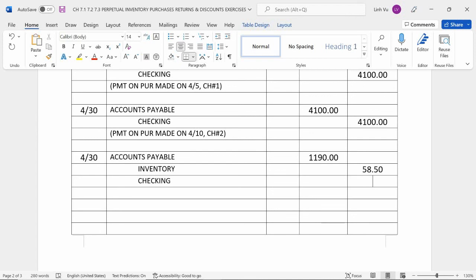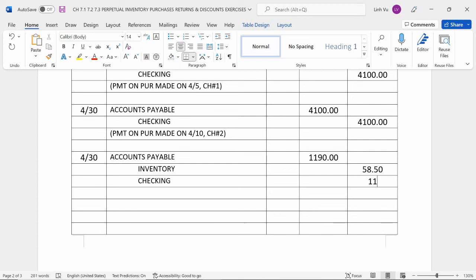Would it be for 1190? No, because you received the 5% discount. There's no way that you're going to pay $11.90. Because you remember, terms is a condition. If you make a payment, you're going to get an incentive that you're going to discount your items at 5%. I'm making a payment on time, so I shouldn't be paying full price. I should be paying the discounted price.